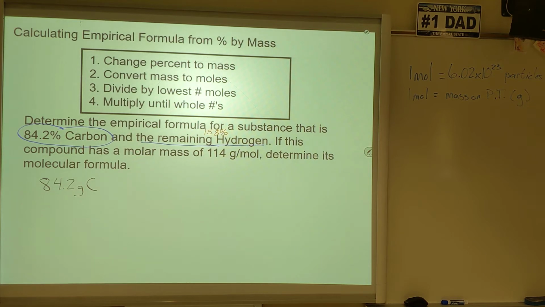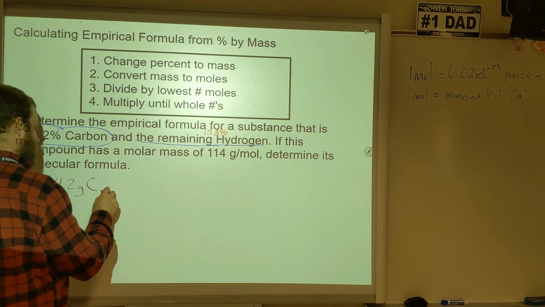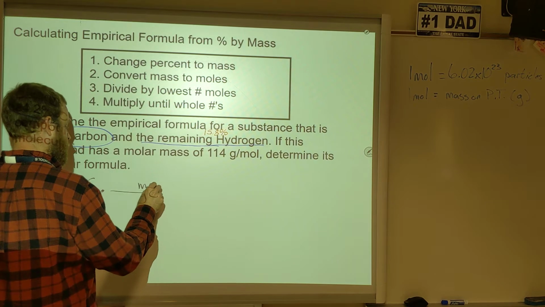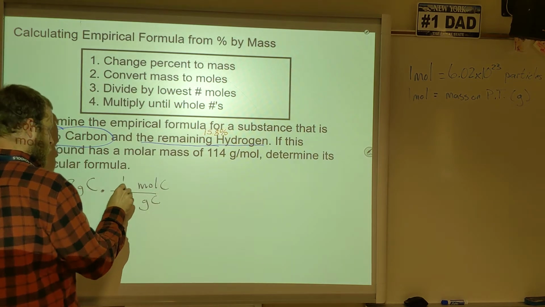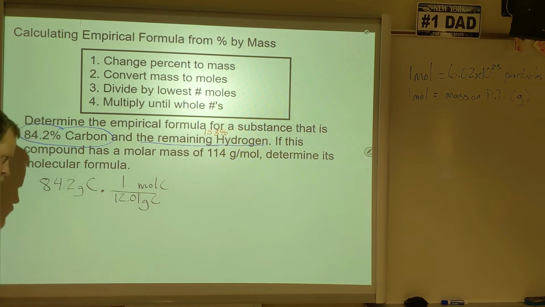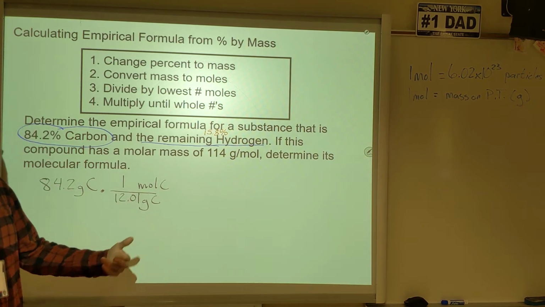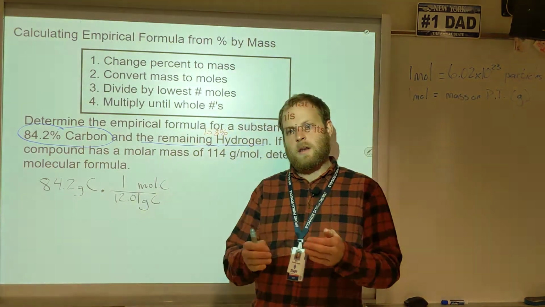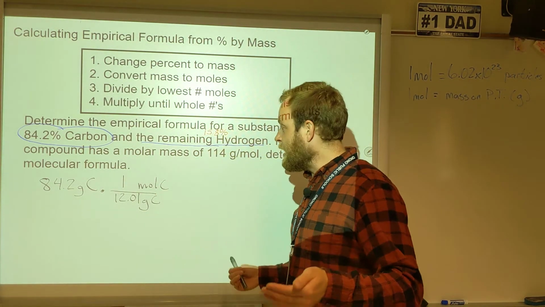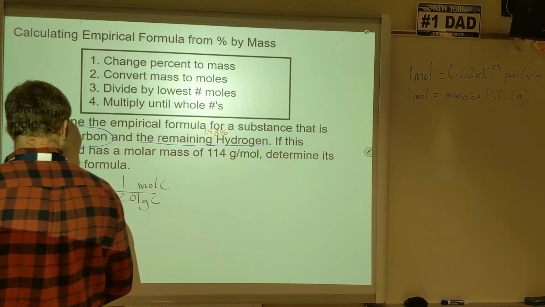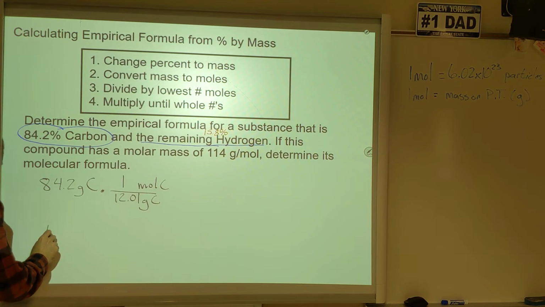Great. So then we convert that mass into moles. That's what we did a couple learning targets ago. Hopefully you remember how to do this. Grams of carbon to moles of carbon. 1 mole is 12.01 grams. And you don't solve it yet. One thing about these is you have to do the steps one at a time for every element at the same time. So since I did this for carbon, I need to do this for hydrogen first. Otherwise, you're going to get lost.